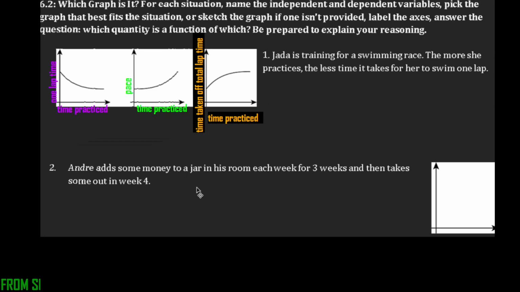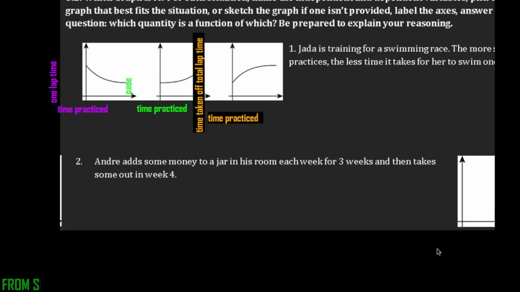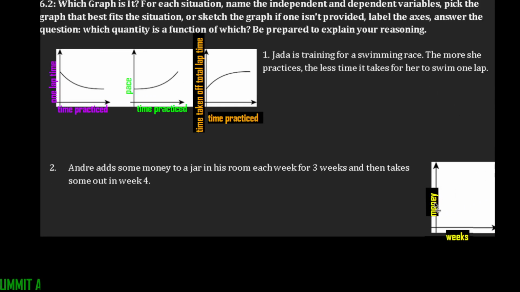Then for the second part, it says Andre adds some money to a jar in his room each week for 3 weeks, and takes some out in week 4. So if our x-axis is going to be weeks and our y-axis is going to be the amount of money, we can make a graph like this. It's going to be a piecewise function, kind of like a couple of steps, where it's increasing for the first 3 weeks, and on the 4th week he's going to take some out, so it's going to decrease.